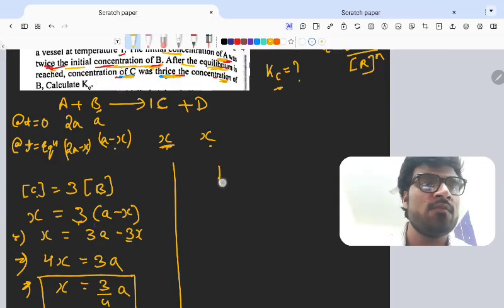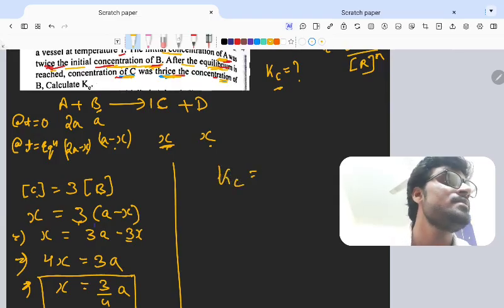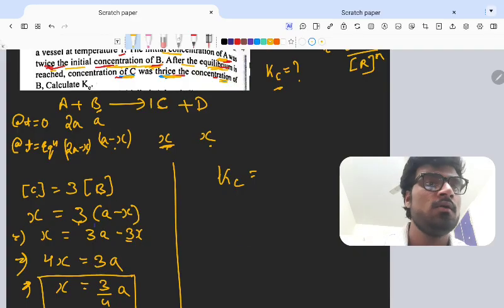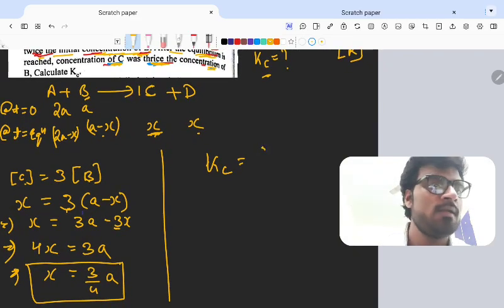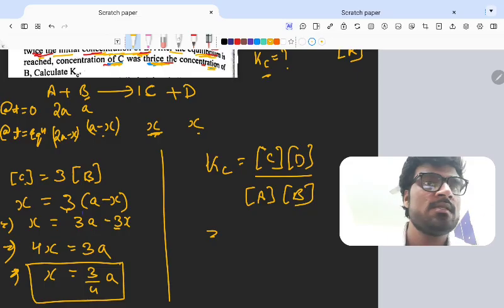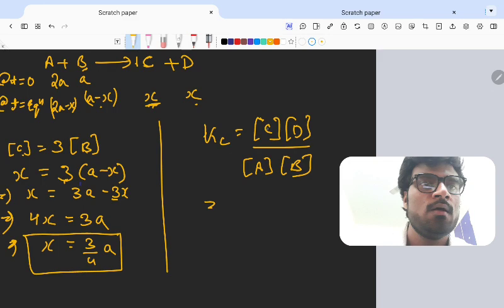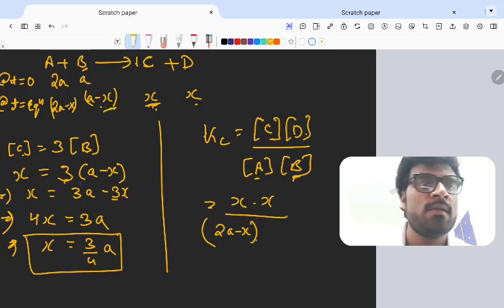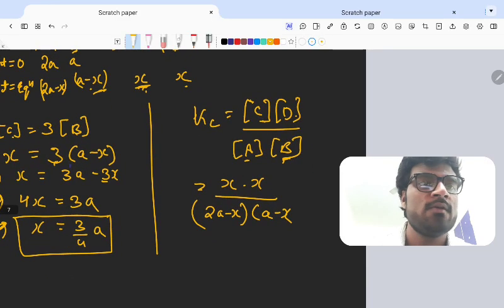Now they have asked us for Kc. How will you find the Kc? Kc is the concentration of products upon reactants. It means the concentration of C into D upon the concentration of A into the concentration of B at equilibrium. Since the stoichiometric coefficient is 1 everywhere, we don't have to put anything in the power. It is already 1. The concentration of C at equilibrium is x, and D is another x. Multiply this. And the concentration of A at equilibrium is 2a minus x. Very good. Similarly, the concentration of B is a minus x.